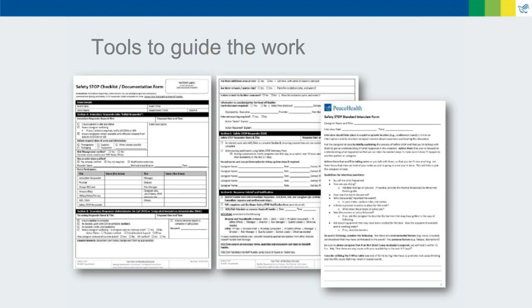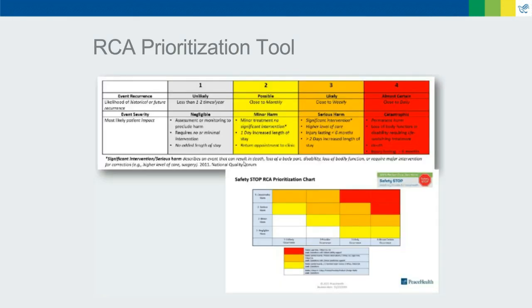We use a prioritization tool, and this tool is used the day following, or it can be the same day of the event, depending upon when the event occurs, and that helps us determine whether or not we're going to do an RCA. So we look at how frequently the event is likely to occur and what is the most likely level of harm, and that helps us prioritize the work.